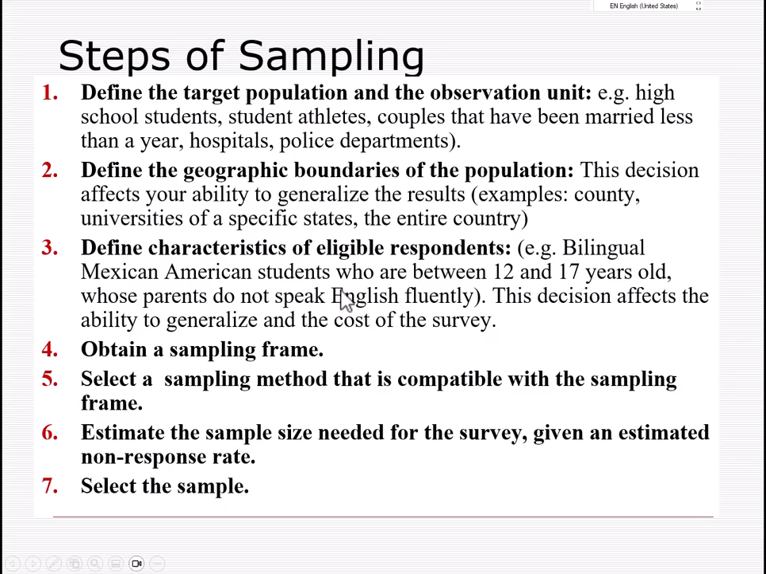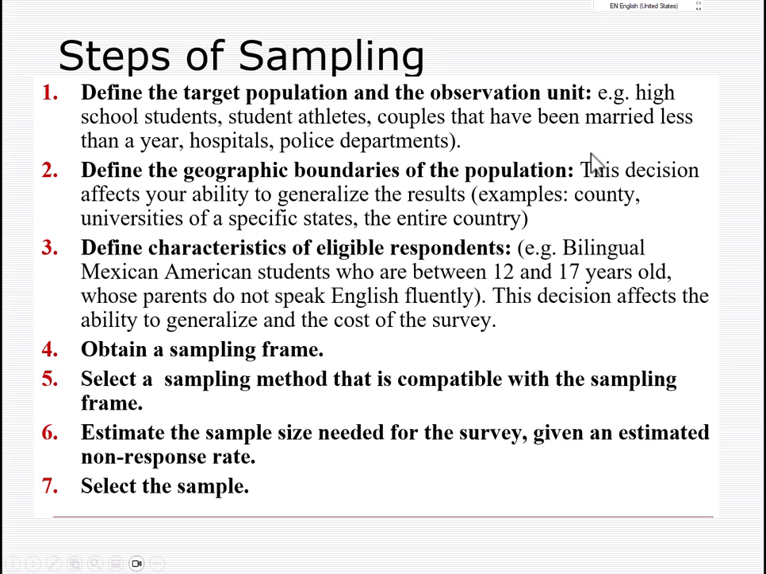When you go into the sampling step, you have to define the target population. Consider whether you are studying students, athletes, hospitals, married couples, populations. You may be targeting multiple populations in a survey, or maybe target a single one. Then there are the geographic boundaries of this population.